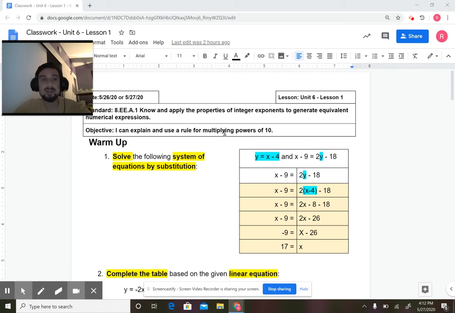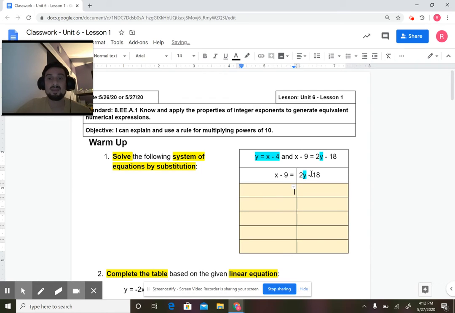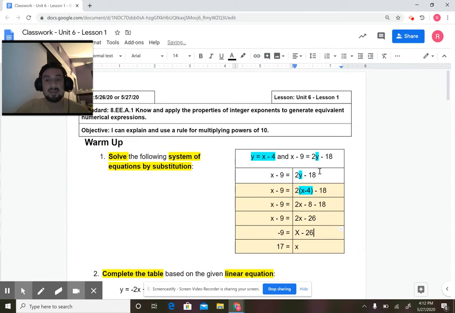And so for the warm-up, you have this right here, right? And you would solve for x using substitution. And so you can see I substituted for y, y equals x minus 4. And then I did the distributive property here, right? I combine like terms next.